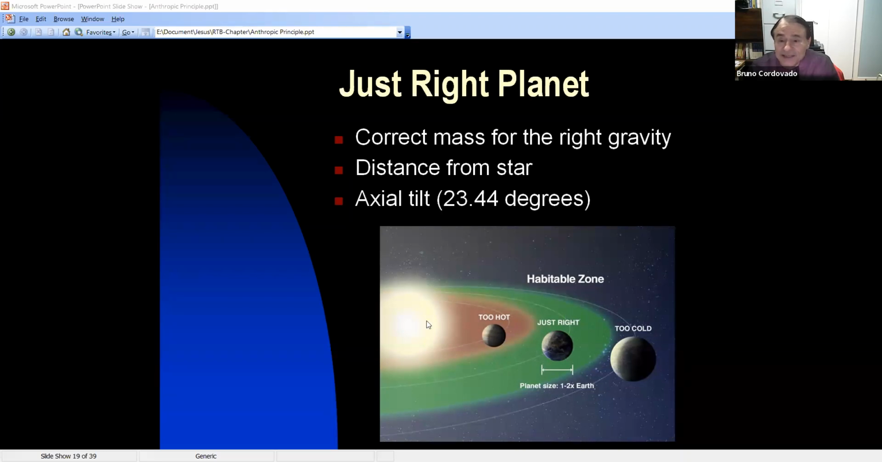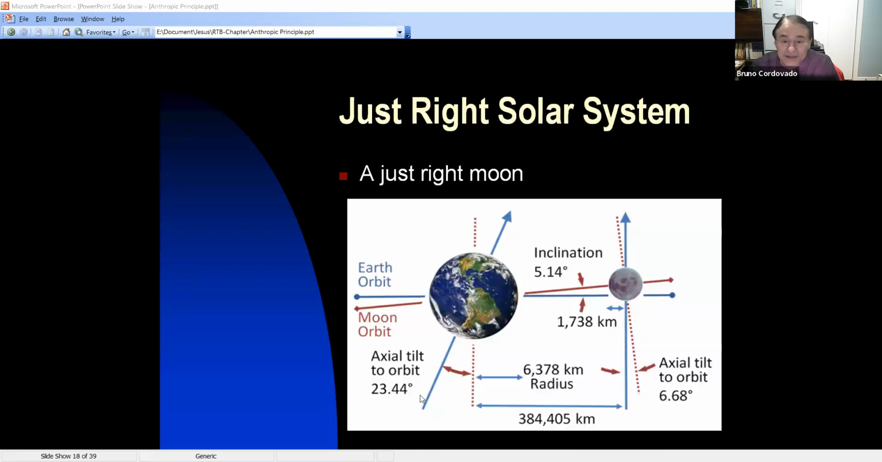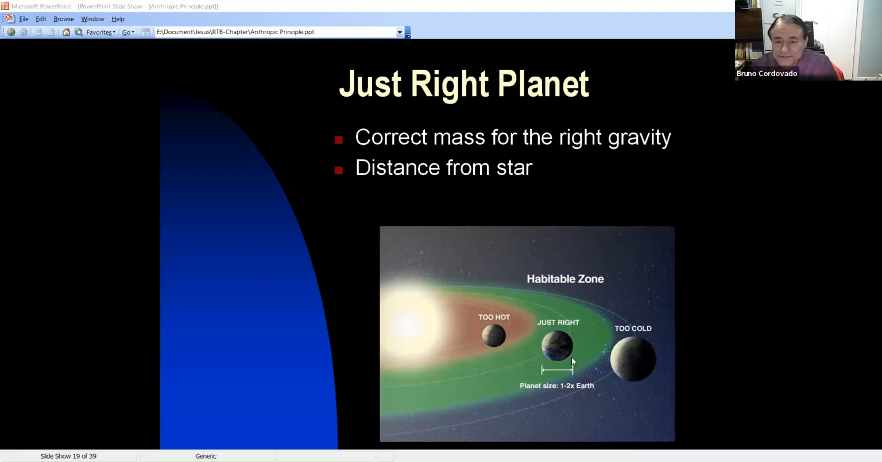And you need to have that axial tilt that I showed you before in this diagram. If you didn't have an axial tilt, it would affect the climate to an extent that would make life difficult or almost impossible for advanced life. It'd probably be okay for bacteria, but for us, we would need a more stable climate.